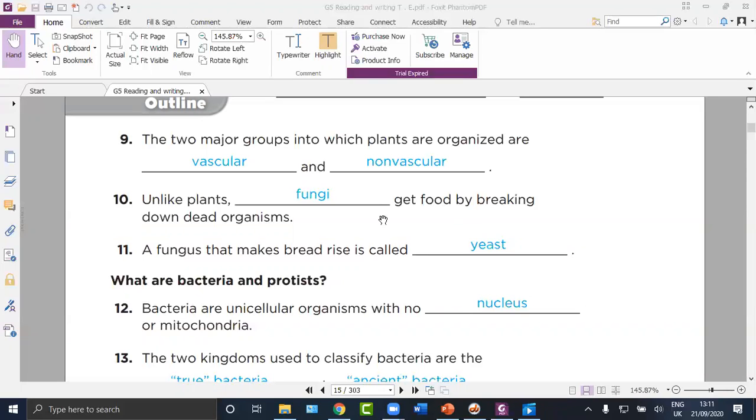Okay, now number 10. Unlike plants, fungi get food by breaking down dead organisms. Yes, thank you, Adam. Lower your hand, please. Okay. Tariq Youssef, number 11.